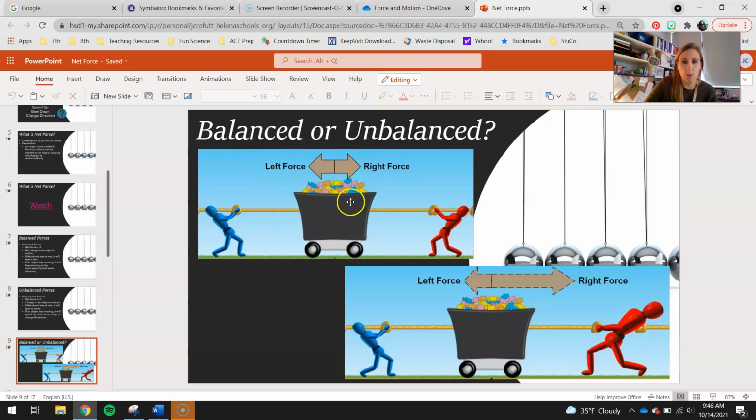So let's take a look at some examples. Right here we have a little tug of war for this cart of toys. You can see the left and the right forces are equal. So that cart of toys is not moving. That is an example of a balanced force. However, we've got this guy on the right pulling a lot harder on that cart of toys. It looks like candy maybe. And so that object is actually going to start speeding up and moving towards him. The more he applies that force, the faster that cart is going to go towards him.